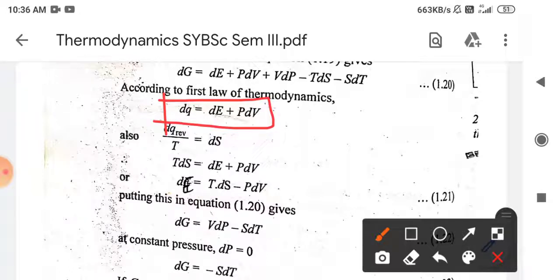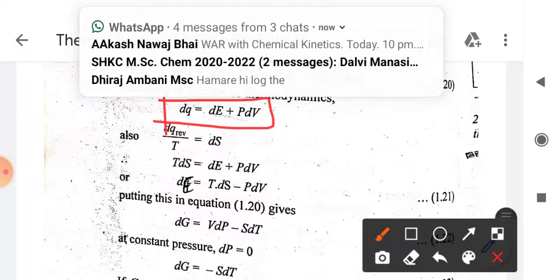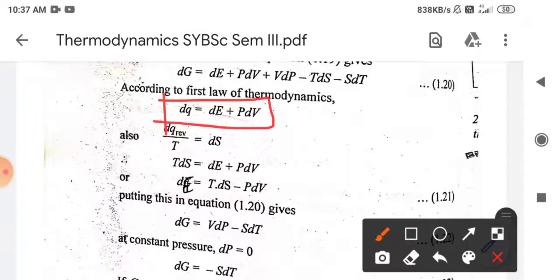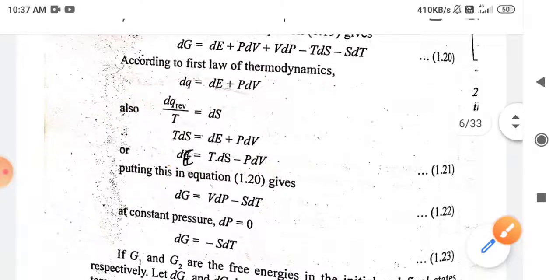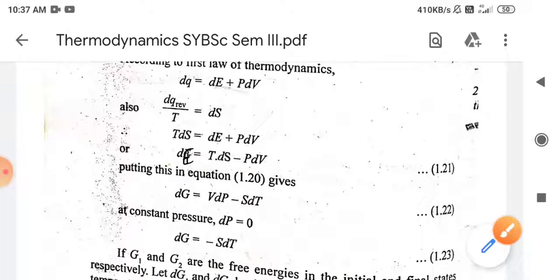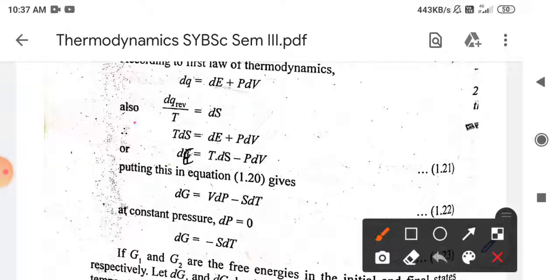Okay, so we can come across all these formulas of the first law of thermodynamics, then the second law of thermodynamics. All of these things we can check using the first law of thermodynamics. Also we have the second law of thermodynamics, that is dq reversible upon dT equals dS. Okay, so this is the second law of thermodynamics. Based upon this equation we can again get the value of TdS, which gives dE equals TdS minus PdV.